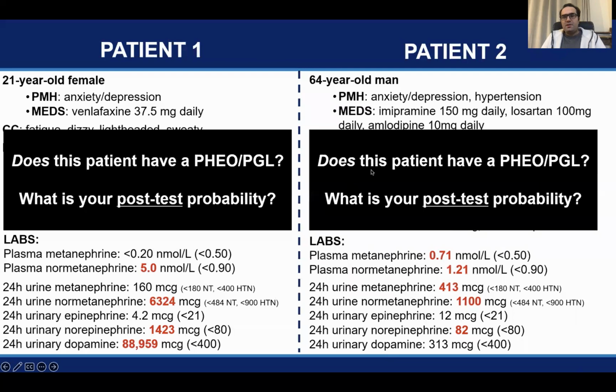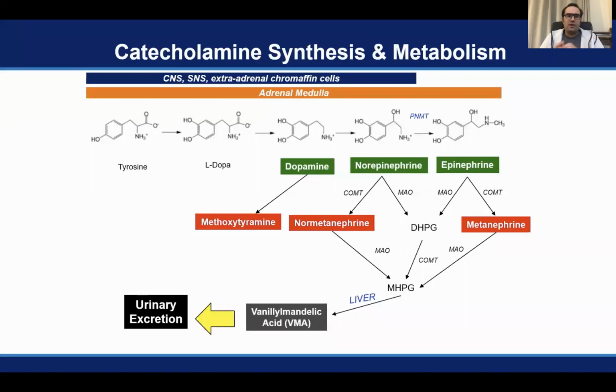Talking about the second patient, the plasma metanephrine and normetanephrine are slightly elevated: 0.71, where the normal is less than 0.5, while the normetanephrine is 1.2, where normal was 0.9. So slight elevation. Does this patient have a PPGL? Very less likely. Okay, so let's talk about the catecholamine synthesis and metabolism. We will talk about the case later on again.